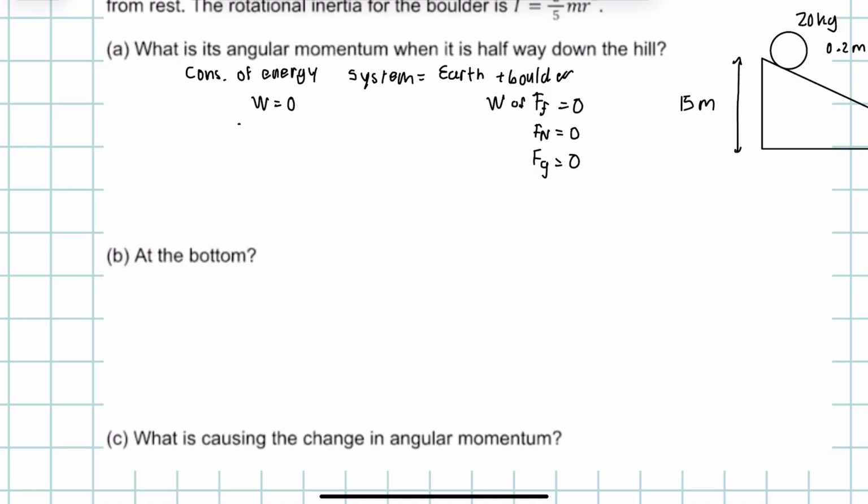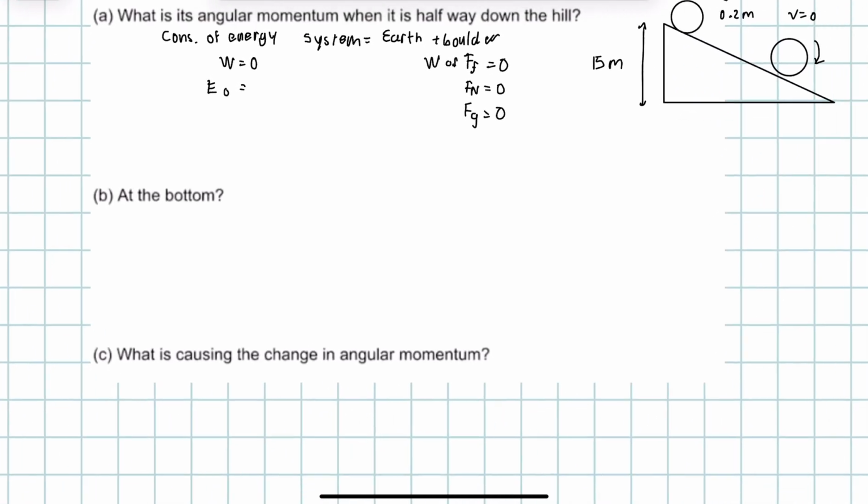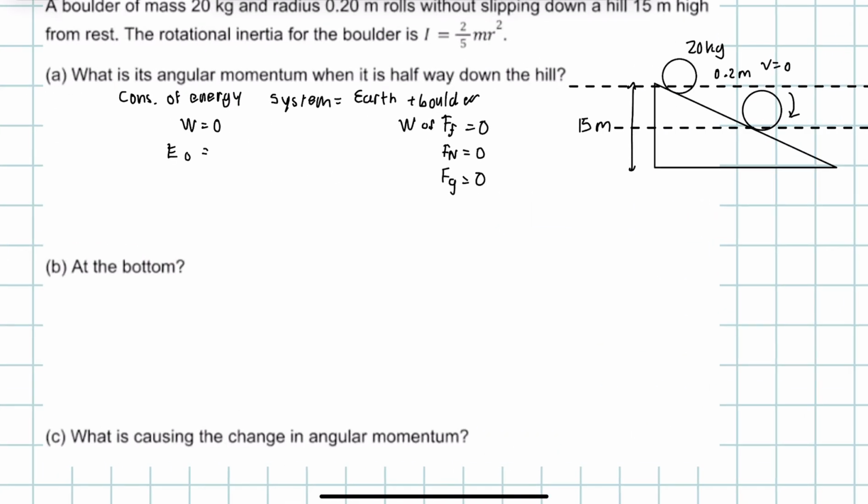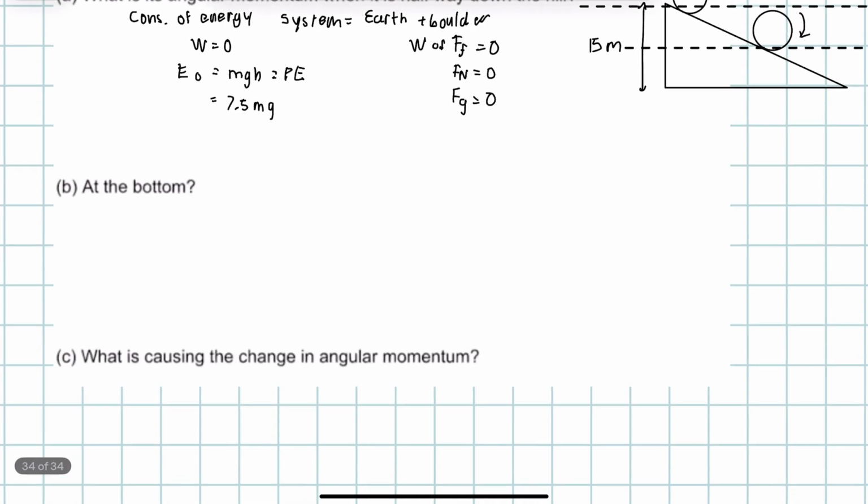So we know the initial energy. How can we find the initial energy? Well, we know that it's halfway down the hill, right? That's halfway down the hill. So this is going to be like here, and then this is going to be like up here. So the initial energy is equal to mgh, which is just the potential energy. We know the mass, and the height is 7.5.